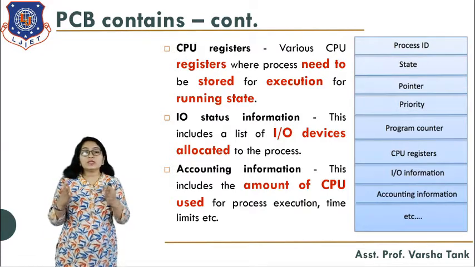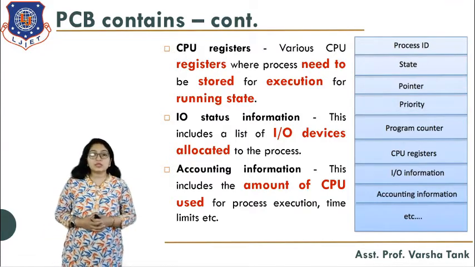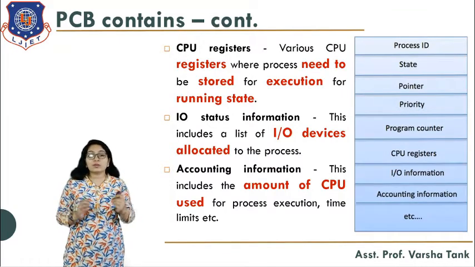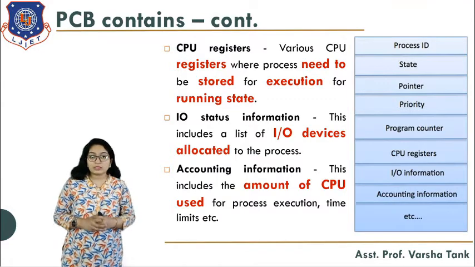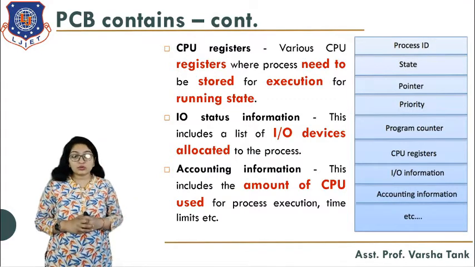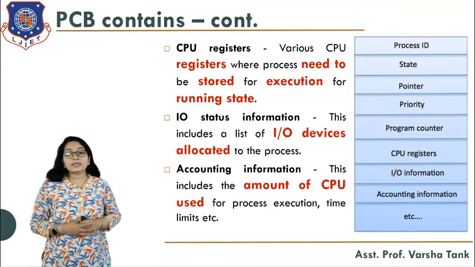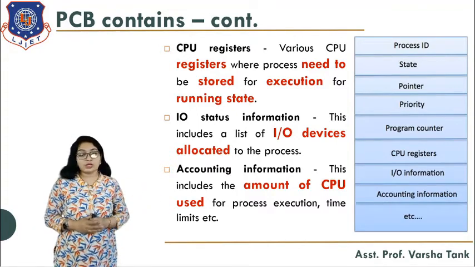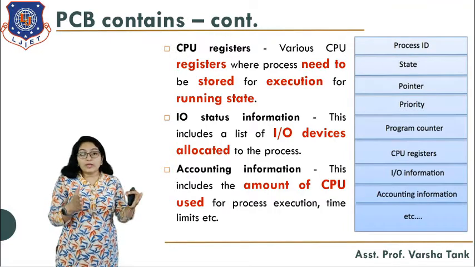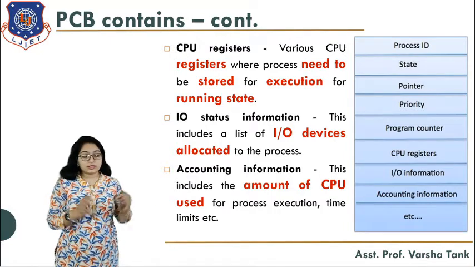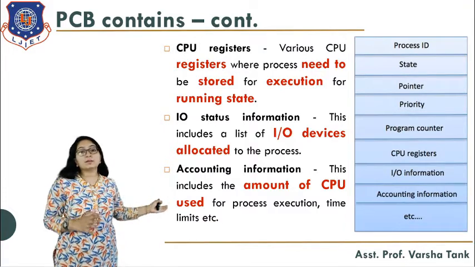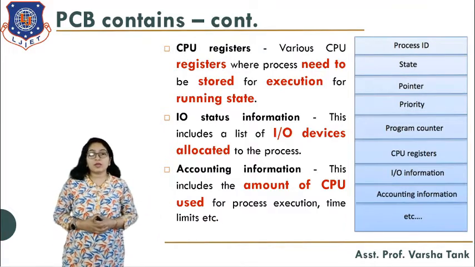This includes the amount of CPU time used for the process execution, time limits, etc. That means how much time the process requires for execution. For example, if one process requires 10 milliseconds for execution, that 10 milliseconds will be stored in this accounting information. When the process starts, how many times it has acquired the CPU, for example 3 milliseconds or 4 milliseconds, that information will also be stored in this accounting information.